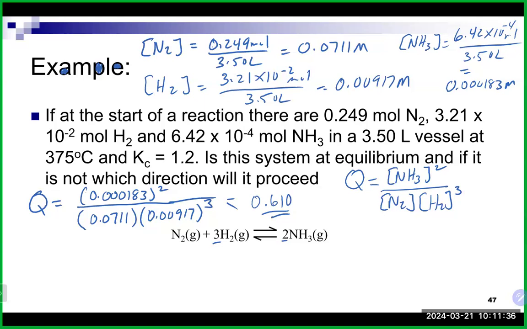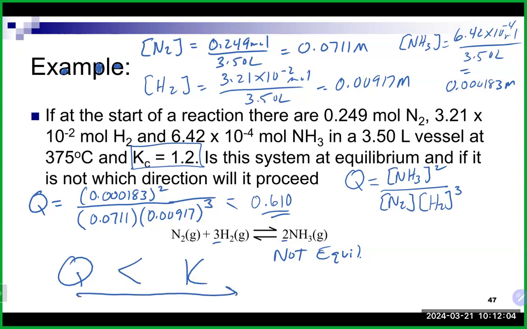So now that we've calculated Q, we want to compare it to the K value that was given to us, which is 1.2. Is my Q value in this case greater than, equal to, or less than K? It is less than K, yes. So because it's less than K, the first thing it tells you is we are not at equilibrium. And in order to reach equilibrium, it will go opposite of where that's pointing. So it will head towards the products, and we need to make more products to reach equilibrium. Questions on that there?